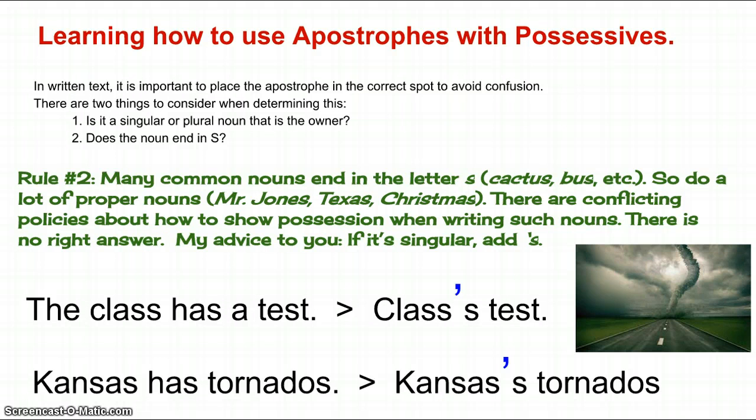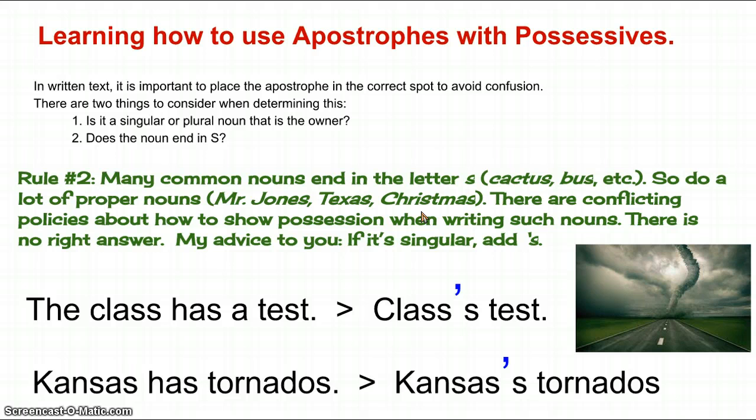Many common nouns automatically end in the letter S, such as cactus, bus, and so forth. So do a lot of proper nouns, like Mrs. Jones, Texas, and Christmas. If you forgot what a proper noun is, it's a noun that names a specific thing. Mrs. Jones is her official name. Texas is the official name of the state. Christmas is the official name of the holiday. All proper nouns need to be capitalized.